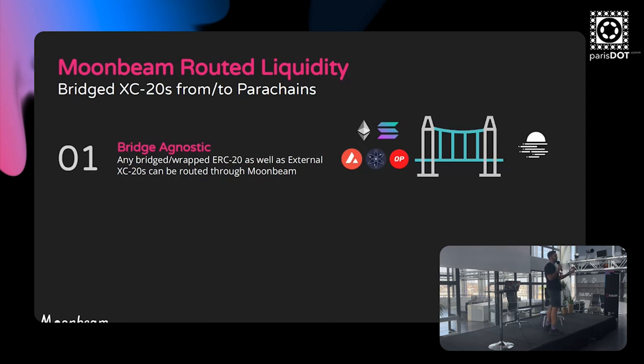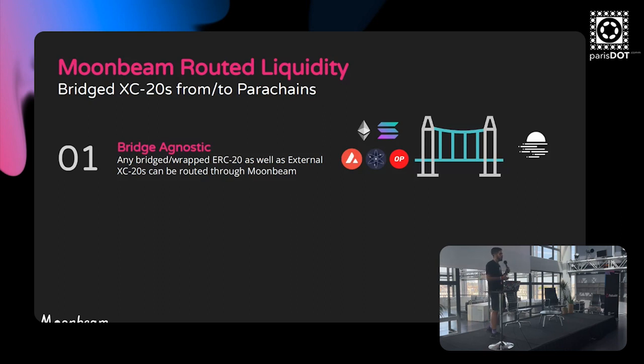Okay, so let's say, for example, you want to bring USDC or ETH from Ethereum to HydraDX or to Manta. Manta doesn't need to be connected with Wormhole or Axelar. They can use Moonbeam as a path, as a gateway to get to that liquidity. And that's what Moonbeam routed liquidity unlocks. So you can bridge any XC20s from and to parachains.